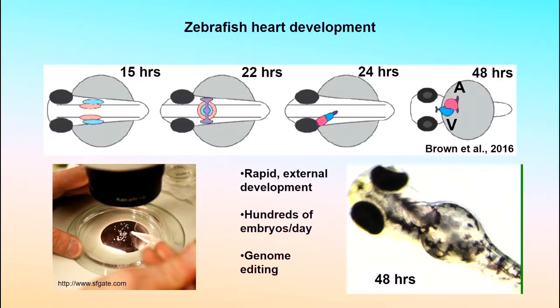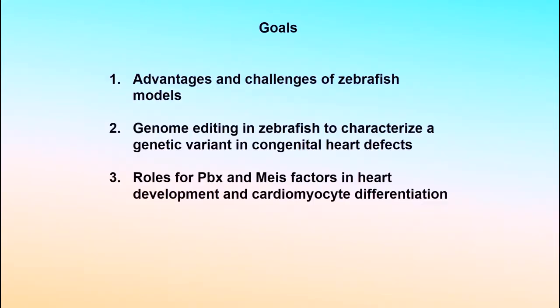Some other advantages are we can get hundreds of embryos per day. It's very straightforward to do procedures like genome editing. Essentially, instead of having cells in a dish, we have our zebrafish embryos in a dish. I hope that some of these advantages of the fish model will come through in my talk. In addition, you'll probably see some of the challenges that we have in using zebrafish to model human genetics.